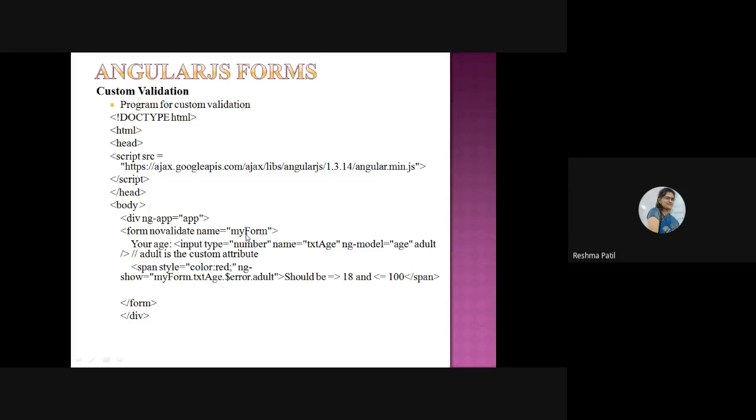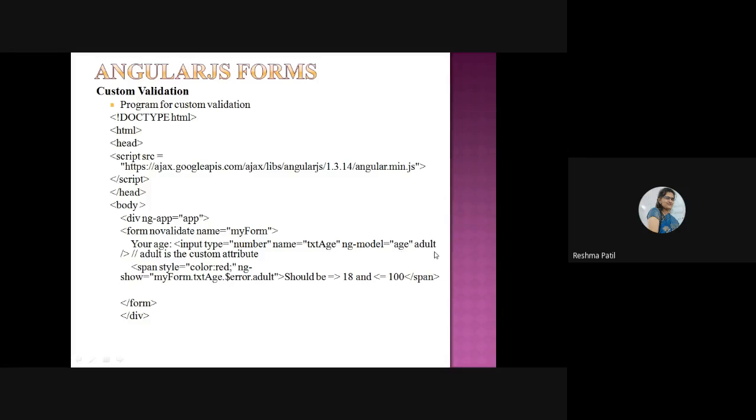Here we are taking one input tag for taking age from the user. So your age, input type is equal to number, name is equal to txtAge, ng-model, this is a required field, is equal to age, and adult is the custom attribute.